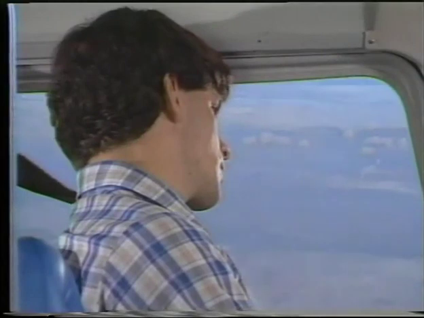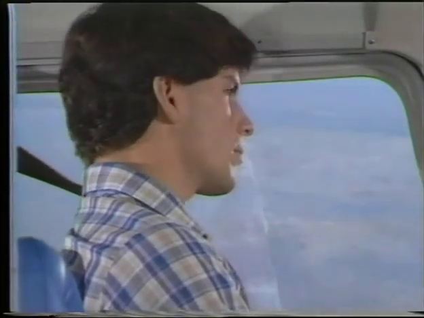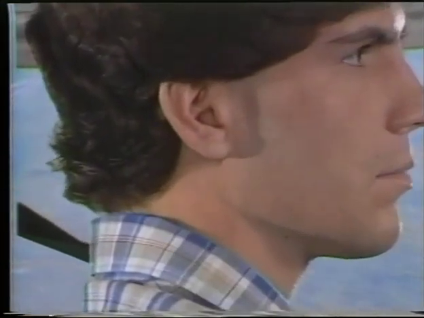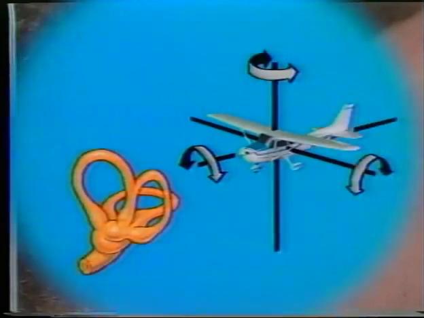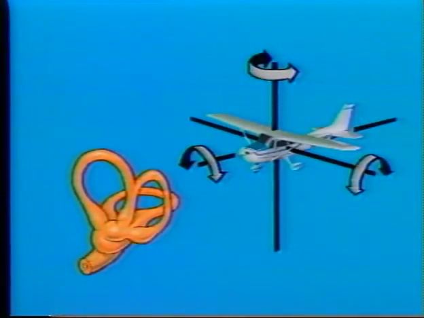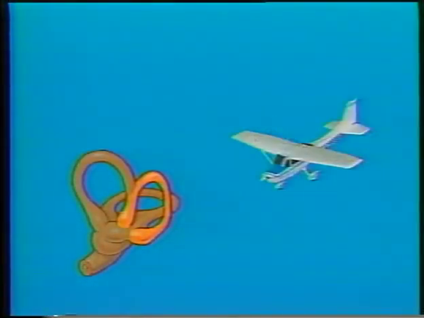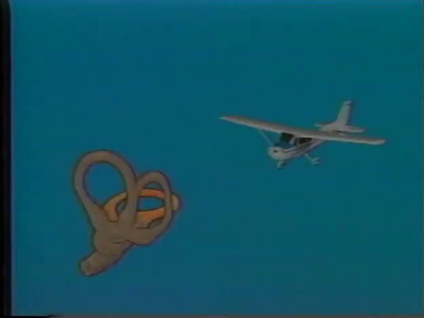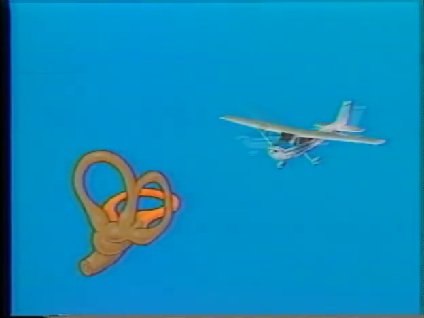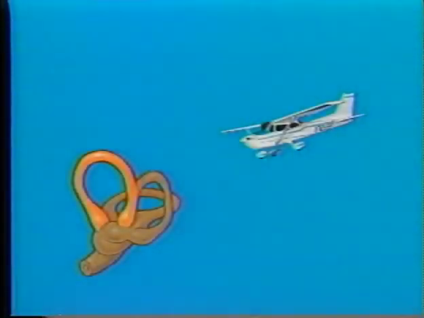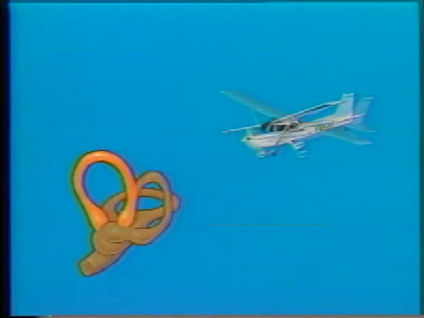Another sense that helps you maintain balance and orientation is the vestibular sense. As you maneuver an airplane, the vestibular organs in your inner ear sense the movement. Your inner ear contains 3 semicircular canals that are roughly aligned with the 3 axes of the airplane. The canal located along the vertical plane senses pitching movements. The canal located along the horizontal plane senses yawing movements. The canal located along the lateral plane senses rolling movements.